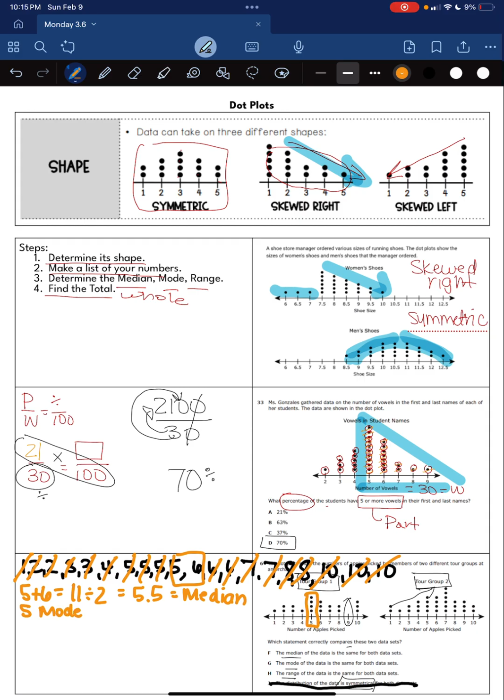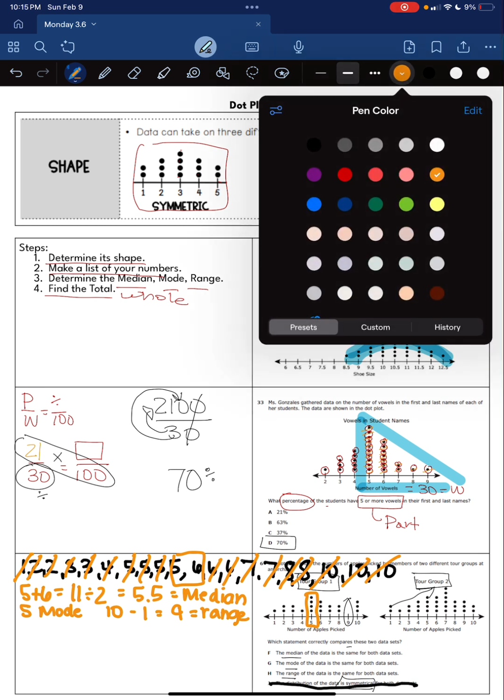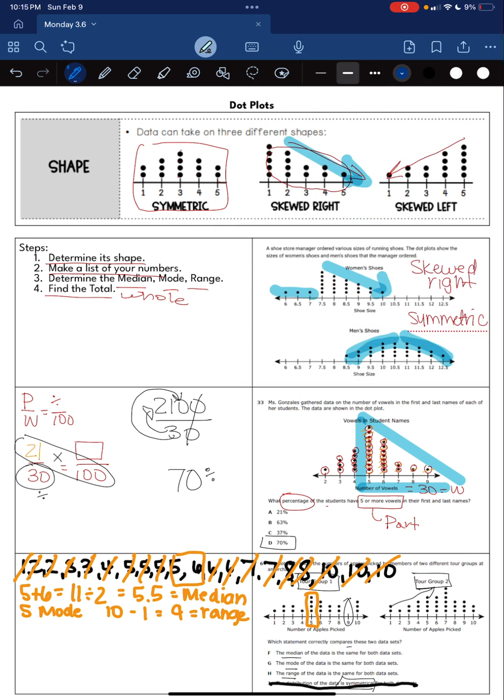And then if we remember range, that's where we take the largest number, which is 10, and we subtract it from the smallest number, which is 1. 10 minus 1 is 9, and that equals our range. And that's for tour group 1, okay? So now let's do tour group 2, and we're going to do the same thing, and we're going to start comparing them.